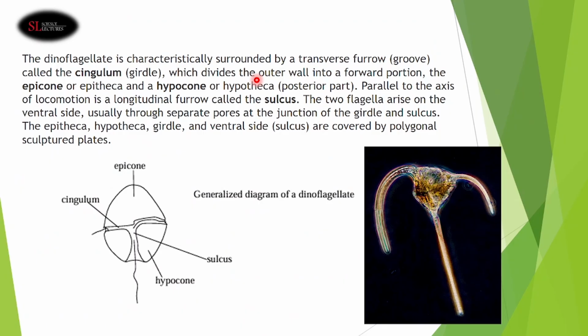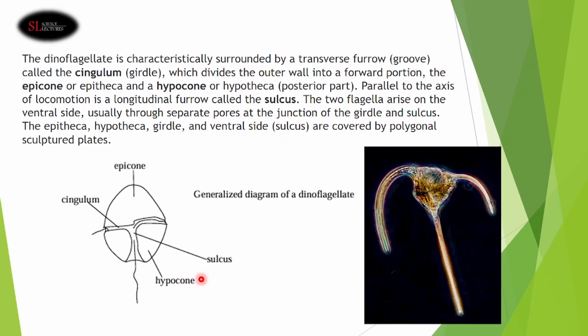So a dinoflagellate is made up of a transverse furrow, which we call a groove. It's called a transverse furrow or groove called a cingulum, or the girdle, and it cuts across and divides the outer wall into the forward portion and the downer portion. The forward portion is what you call the epicone.